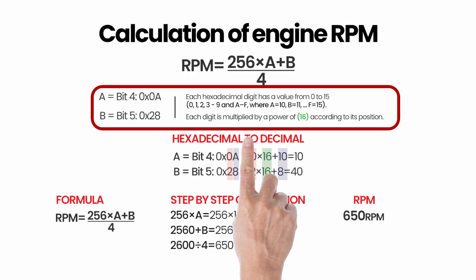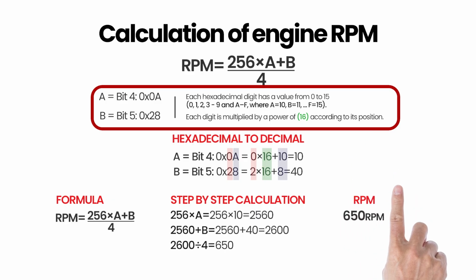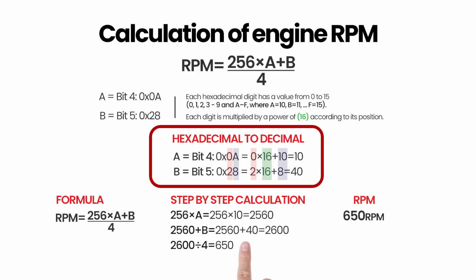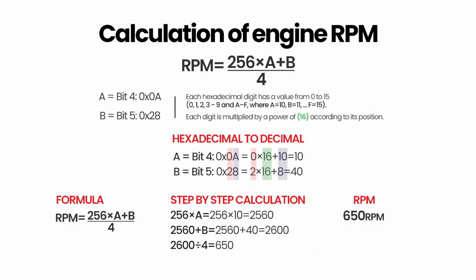The prefix 0x means that the number is in base 16, or hexadecimal. To convert it into base 10, or decimal, each hexadecimal digit ranges from 0 to 15, that is, 0 through 9, and A through F, where A equals 10, B equals 11, up to F, which equals 15. Each digit is multiplied by a power of 16, depending on its position, as we can see in the example. With the data obtained, we now apply the formula step by step, reaching a result of 650 revolutions per minute in this case, with the Nissan Kicks.